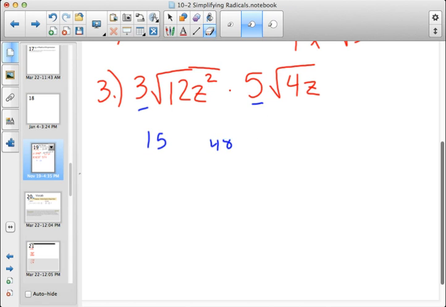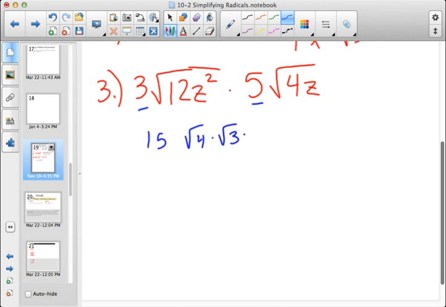However, if you notice that 12 has a factor of 4, we could write that out as square root of 4 times the square root of 3 times the square root of z to the 2nd power times the square root of 4 as well times the square root of z, and then simplify it that way. Square root of 4 and the square root of 4 just makes 15 times 4. Square root of z to the 2nd power is just z.